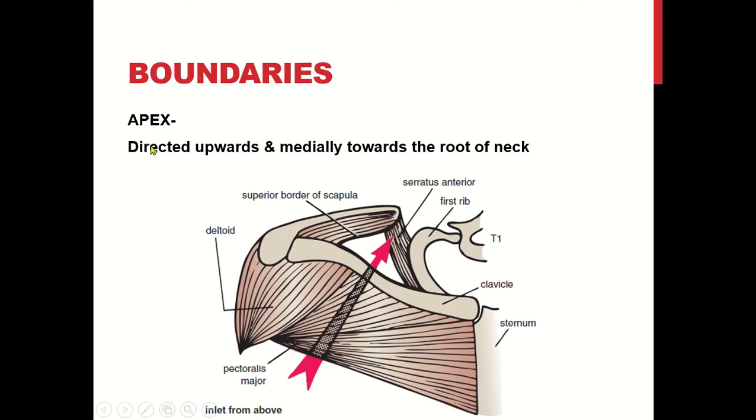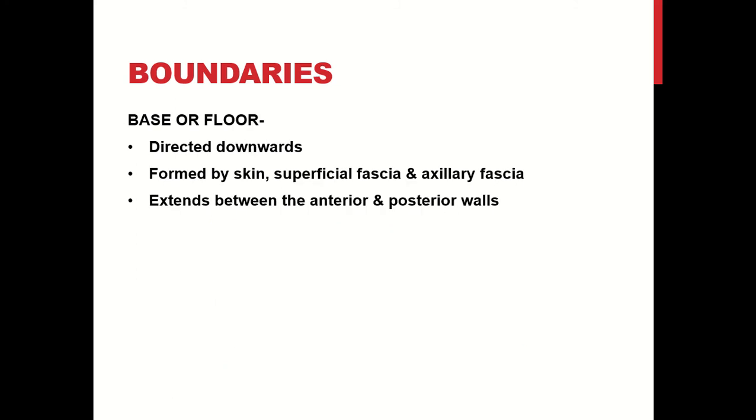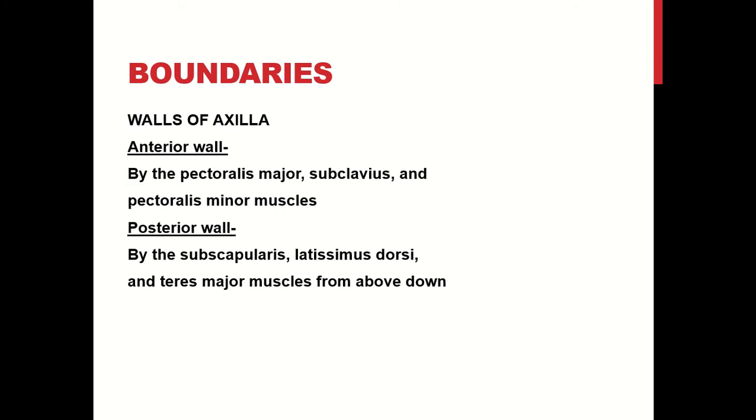Boundaries. So first of all we will see apex. Apex is directed upwards and medially towards the root of neck. So here we can see the apex is directed upward and medially towards the root of neck. The base or floor is directed downwards and it is formed by skin, superficial fascia and axillary fascia. It extends between the anterior and posterior walls.